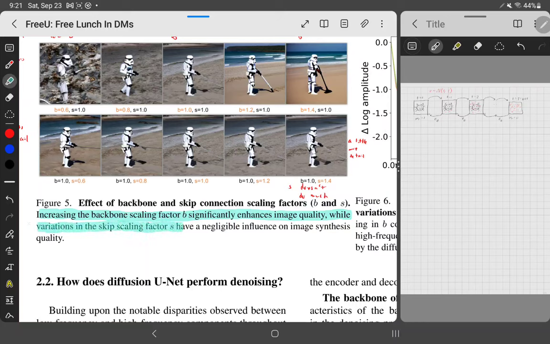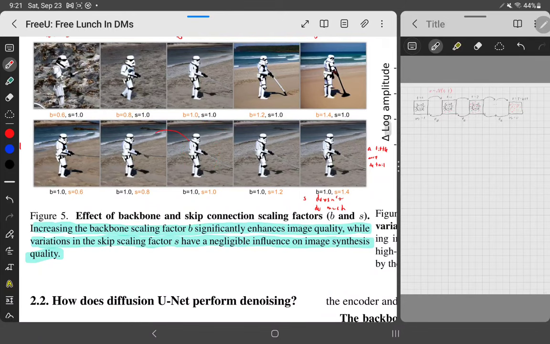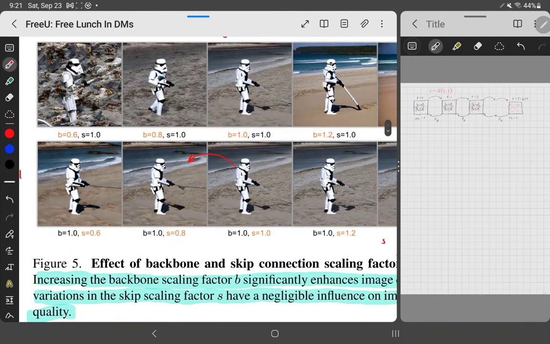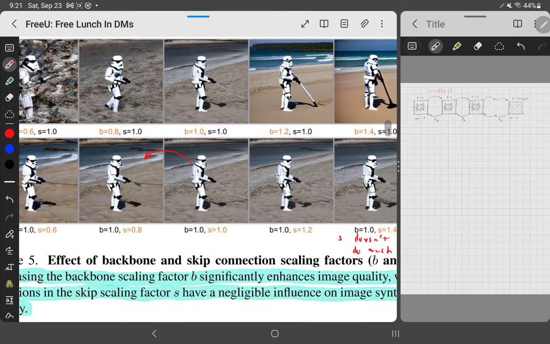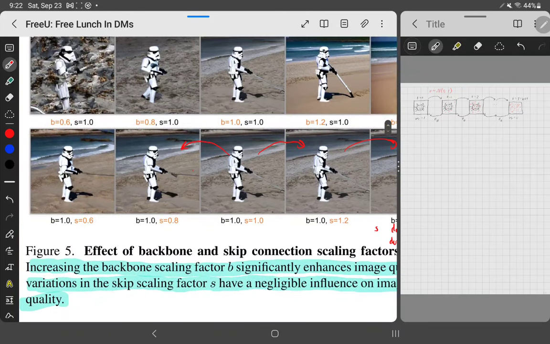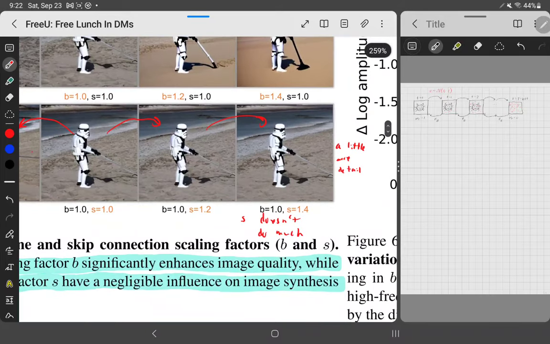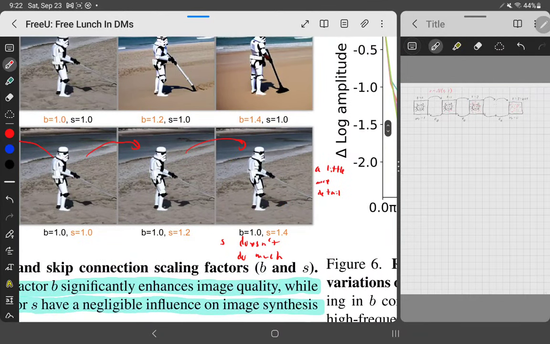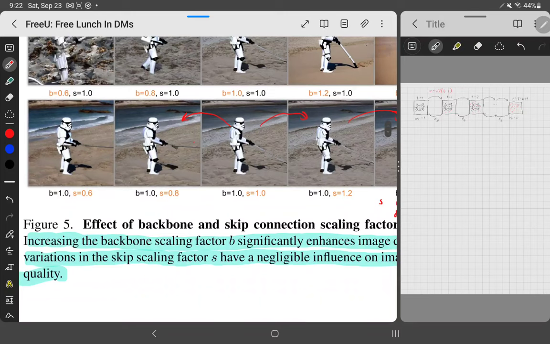While variations in the skip connection scaling factor S have little influence on the image synthesis quality. So if we change S here, if you decrease it, it doesn't do very much. And increasing it also doesn't do very much either. However, I would argue that if you look at these images, this image here has a little bit less fine-grained detail than this image here. And it's hard to tell on this PDF, but I think that's what S is also doing. It's adding this fine-grained detail.